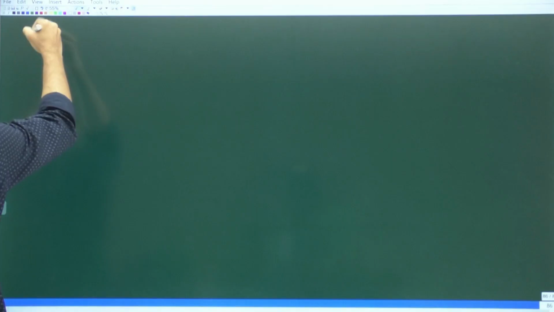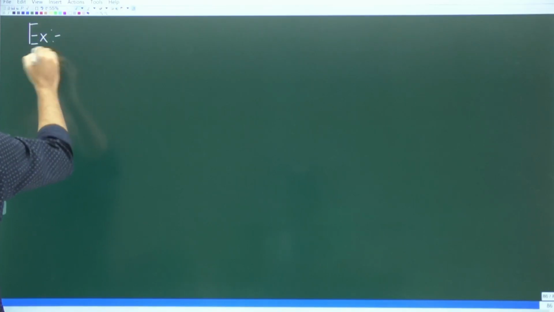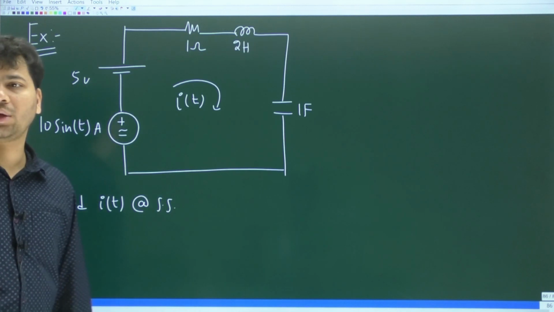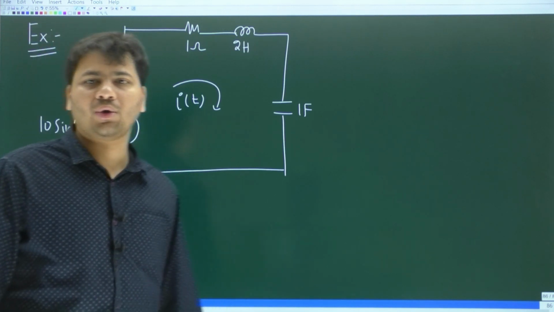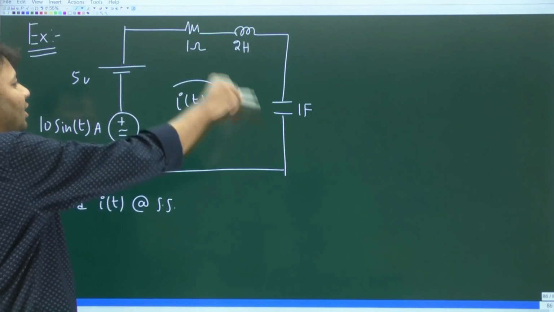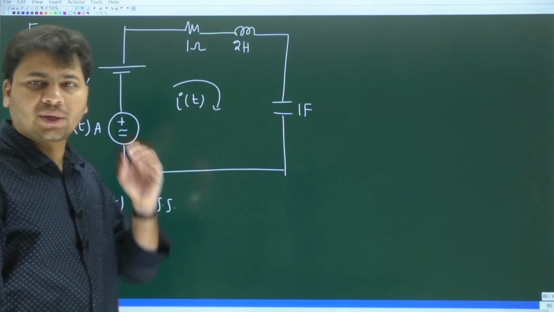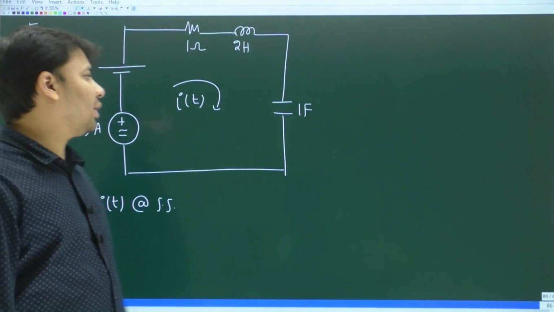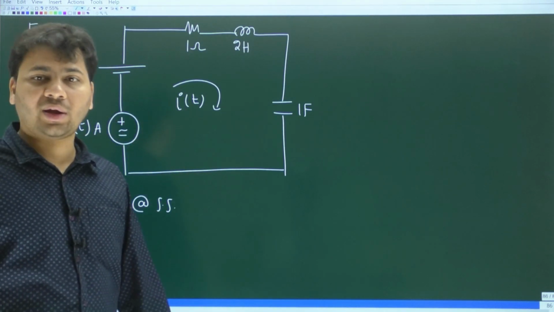Okay, let's take up one more example. So in this circuit, you should find the loop current i of t. Is it not the loop current? By the way, is it not a single loop circuit? In a single loop circuit, what is the same for all the elements? Current will be the same for all the elements, and that current will be what? The loop current i of t.